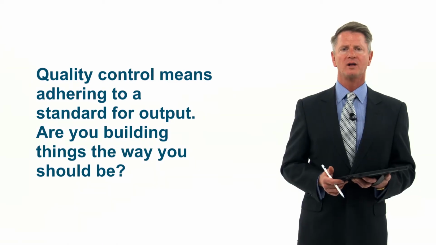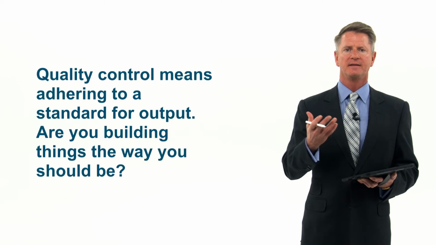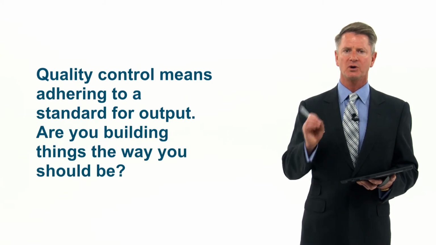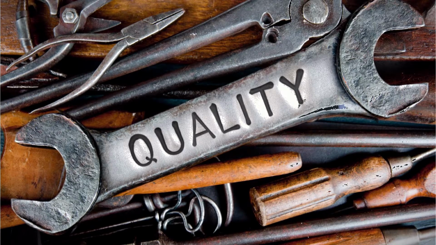So when we talk about quality control, remember, it's adhering to a standard for output. The output is how the product is built. Are we building things the way we should, or do we need to make changes? Typically, quality control in manufacturing operations is tracked and assessed through a fairly complex set of statistical tools, which generically are called statistical process control.